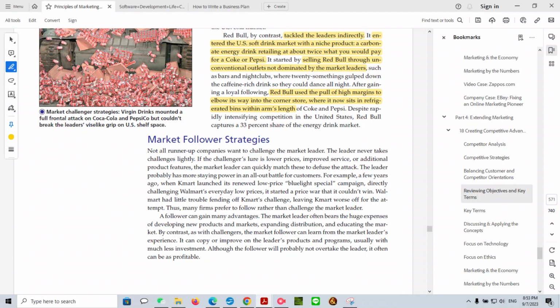A market leader often bears the huge expenses of developing new products and markets, expanding distribution, and educating the market. By contrast with challengers, the market follower can learn from market leaders' experience and can copy or improve the leader's products and programs, usually with less investment. Although the follower will probably not overtake the leader, it can often be just as profitable.